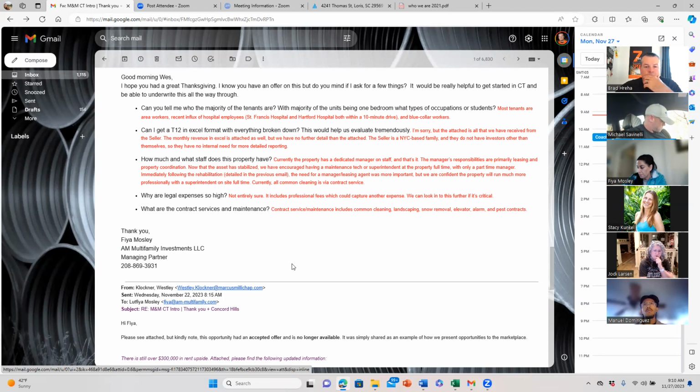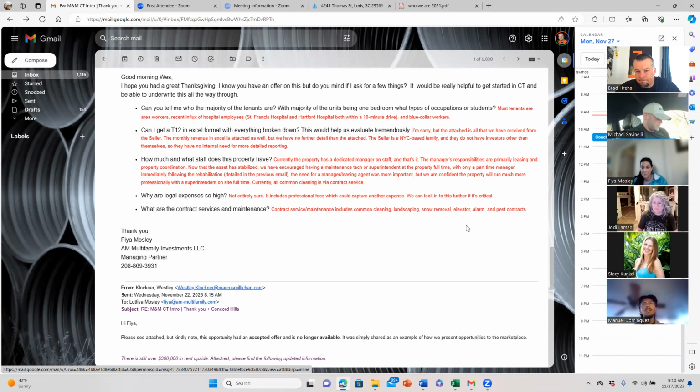What are the contract services and maintenance? Contract services and maintenance includes common cleaning, landscaping, snow removal. Again, I want to know how much the cleaning is, how much is the landscaping, how much is snow removal, how much is the elevator. If I don't have these numbers, I can't project out how the property is going to operate, and I'm just guessing. Does anyone want to guess with $8.5 million of your investors' money? No. No.